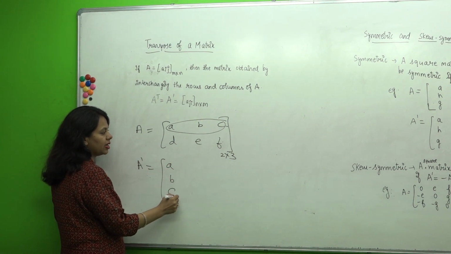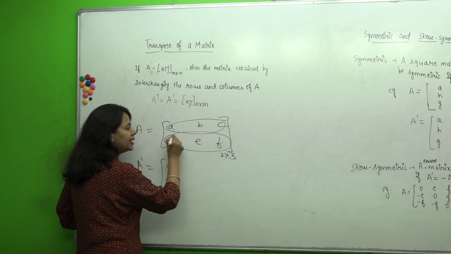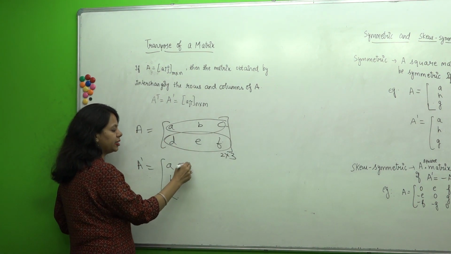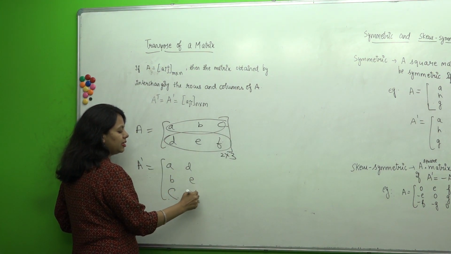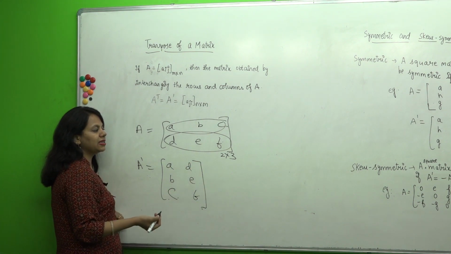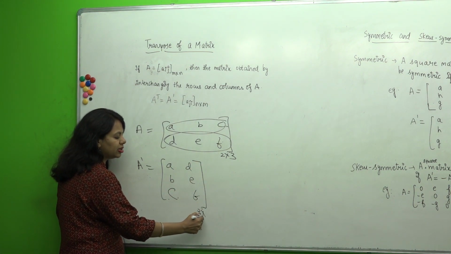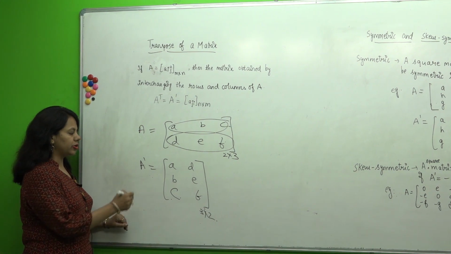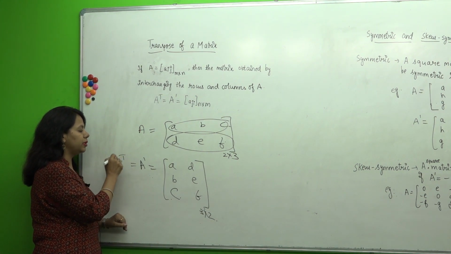So this would become A, B and C. And the second row would become what? My second column. So this would become D, E and F. So the resulting matrix that I'm getting is a 3 into 2 matrix. It is also denoted by the symbol A T.